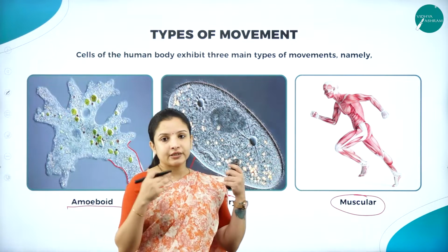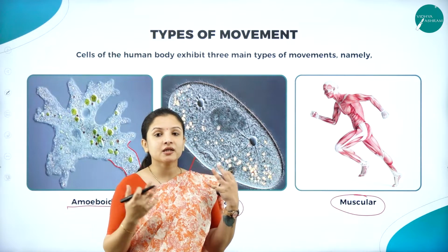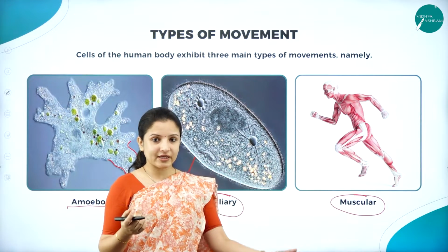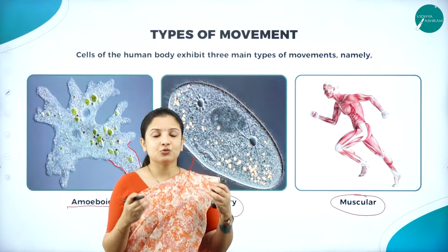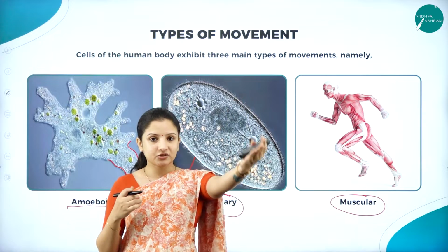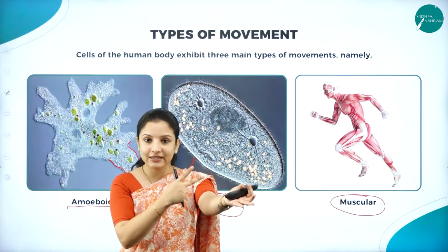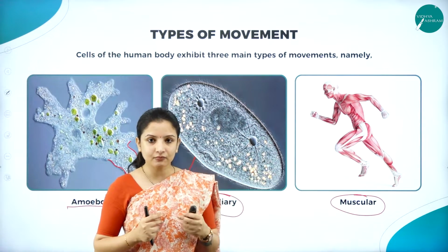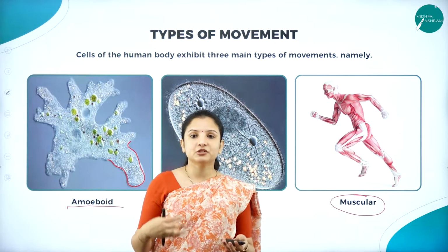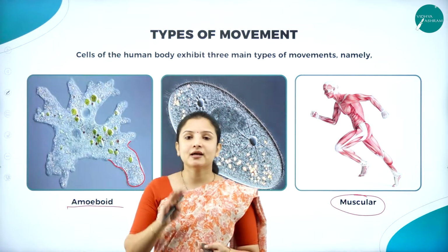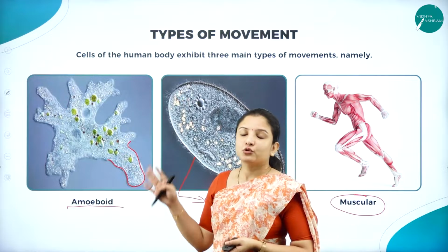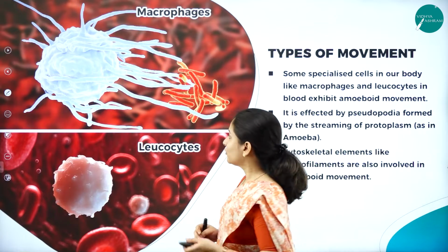Even now I'm moving my hand. Imagine if there were no muscles in my hand, would I have been able to move very freely? No, because muscle provides the elastic nature that helps me to move. When I'm stretching my hand, my muscles also stretch, therefore helping in easy movement. That is nothing but the muscular movement. Our whole body exhibits muscular movement. Apart from that, there are some cells in our body which exhibit amoeboid movement and ciliary movement. So we shall study each of these movements one by one.